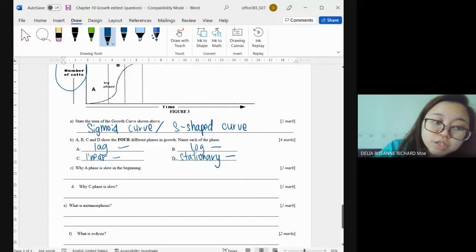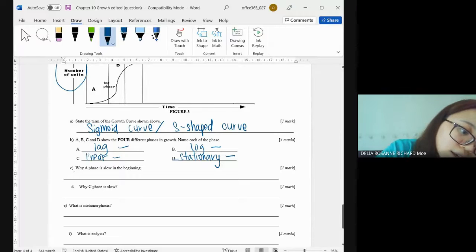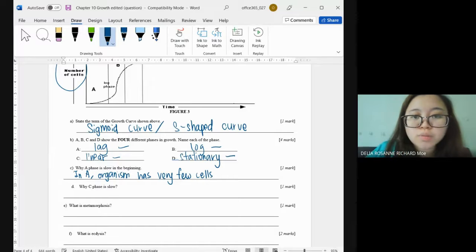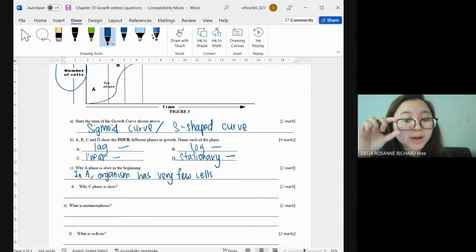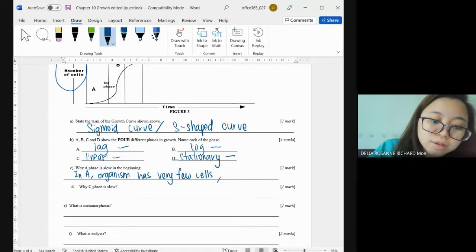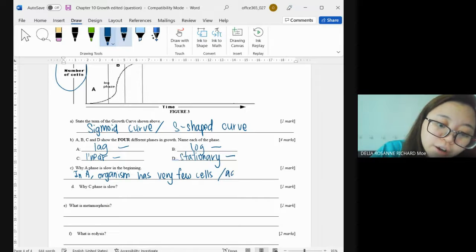it's gonna be very slow in the beginning is because in A, the organism has very few cells. So although it is doing a lot of mitosis, it can only grow a little bit at a time. It has very few cells, so although it is doing a lot of mitosis, it can only grow a little bit at a time. It's also possible it is adapting to a new environment.